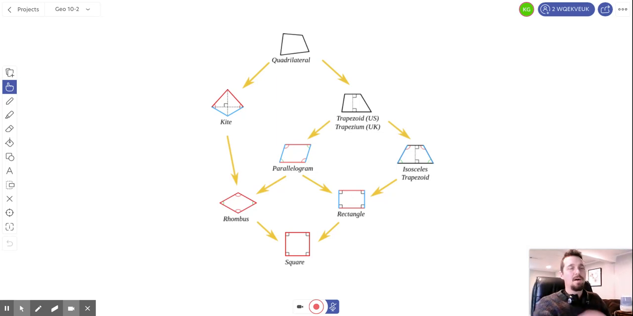Welcome back. Hopefully those trapezoids went well for you. The one of them you had to use special right triangles, as I alluded to. Hopefully I didn't give away too much of the fun.